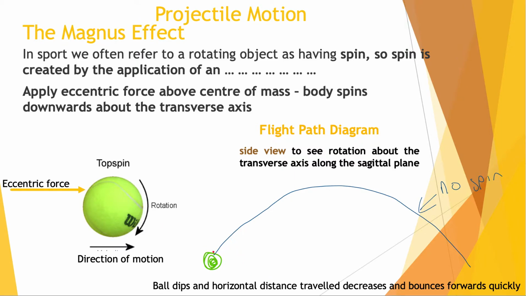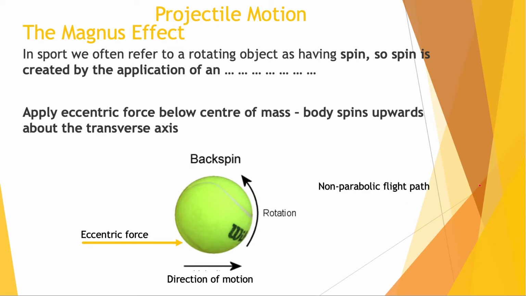When the ball has top spin, it's going to travel downwards much more quickly. Okay, and we'll have a look at why in a minute. So this is our flight path of our ball with top spin. The ball dips when it's got top spin. It travels a shorter horizontal distance, and actually when it hits the ground it would then bounce forwards and skid on very quickly. Okay. Then we've got backspin.